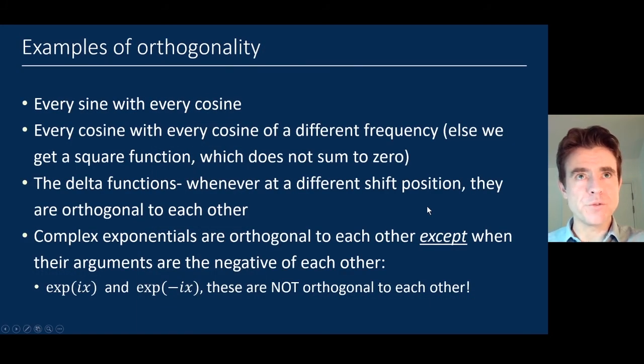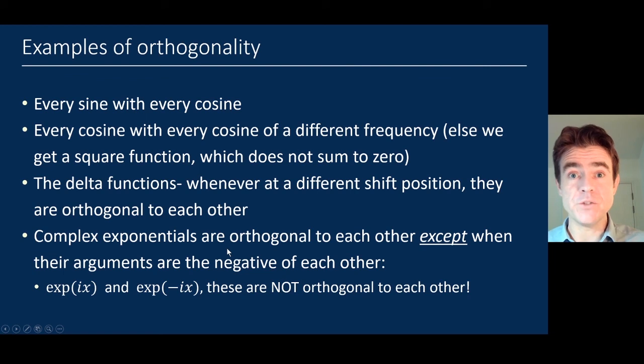So more examples of orthogonality, as I've said: every cosine with every cosine of a different frequency, and correspondingly also for sine. And the reason when they're not orthogonal is when the frequency matches, then you get sine times sine of the same frequency, which is sine squared, which is a strictly positive function. When you get the product, sine squared is strictly positive. Integrate that, you're going to get a finite result, so it's not orthogonal with itself. Delta functions, whenever they're at different positions, they're orthogonal to each other. When they're perfectly aligned, they're not orthogonal.